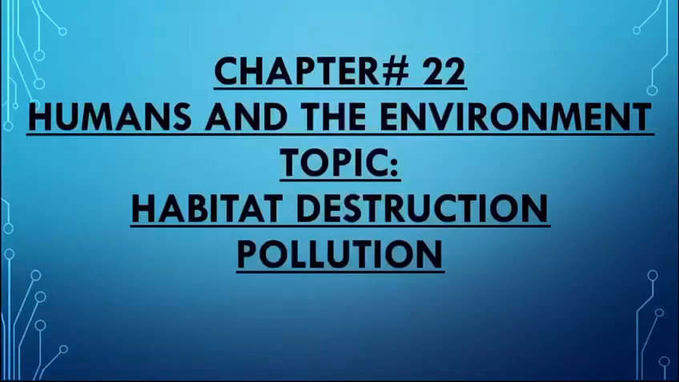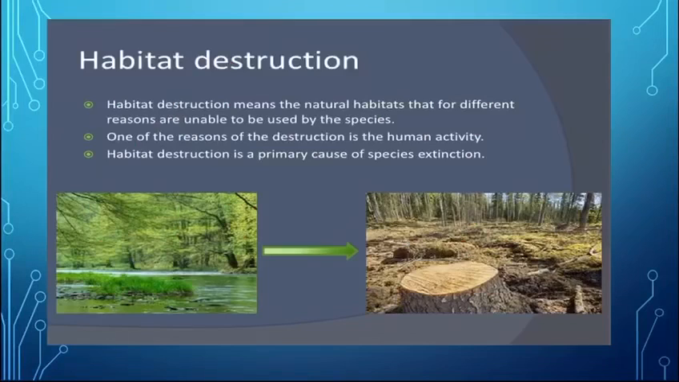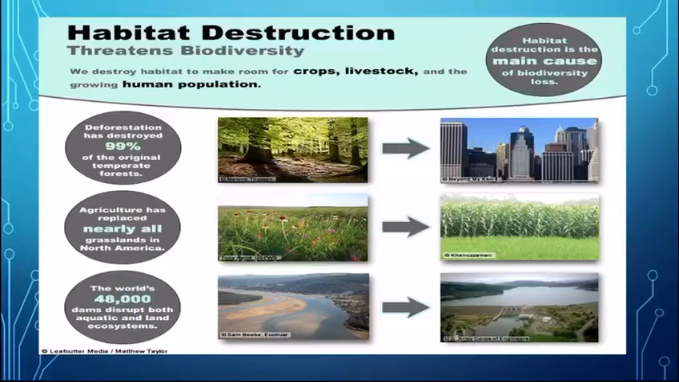Today we are going to discuss habitat destruction and pollution. What is habitat destruction? It means the natural habitat that, for different reasons, is unable to be used by the species. The reason is human activity, and it results in species extinction. We destroy habitat to make room for crops, livestock, and the growing human population.